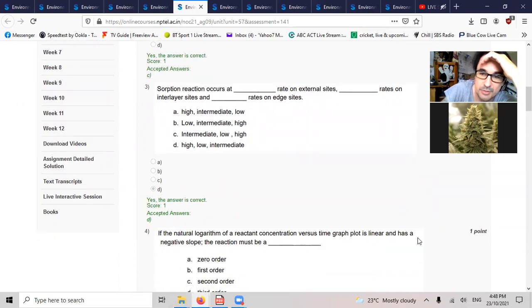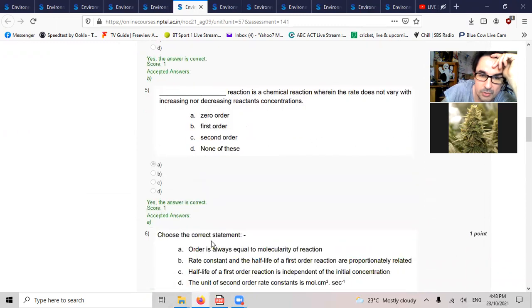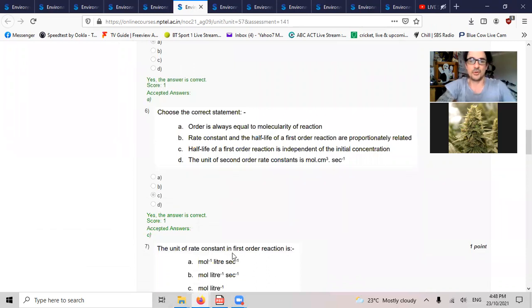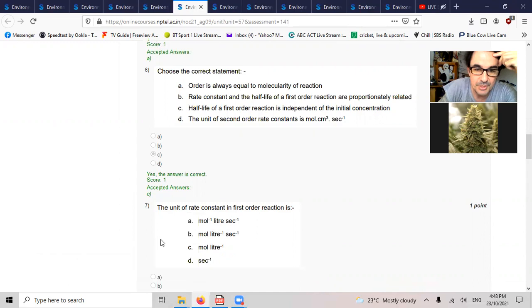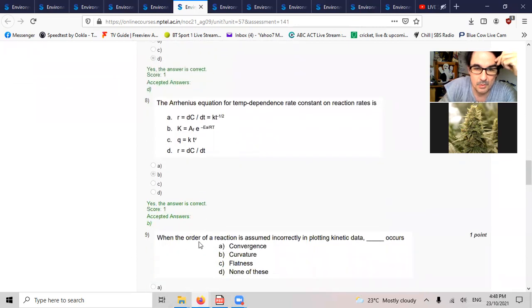Natural logarithm of the reaction concentration versus time graph. Linear with a negative slope, so that's a first order reaction. A reaction is zero order when nothing happens. Choose the correct statement. Half-life is for the first order reaction. The unit of rate constant of the first order reaction is per time. So it's D. The Arrhenius equation for temperature dependence of rate constants on reaction rates is the coefficient. When the order of reaction is assumed incorrectly in plotting kinetic data, there's going to be a curvature of the line.